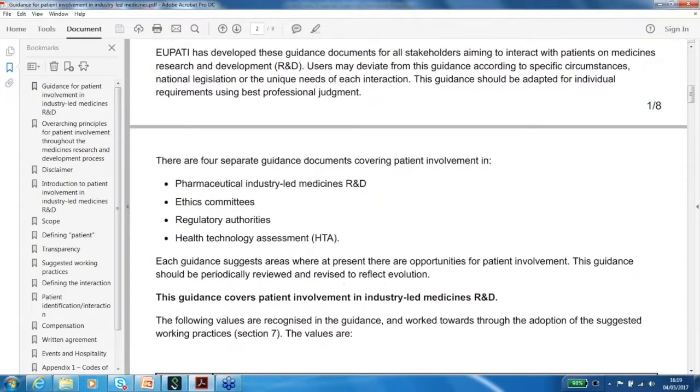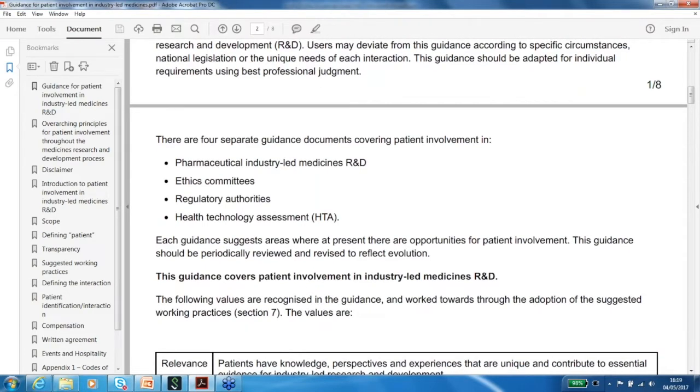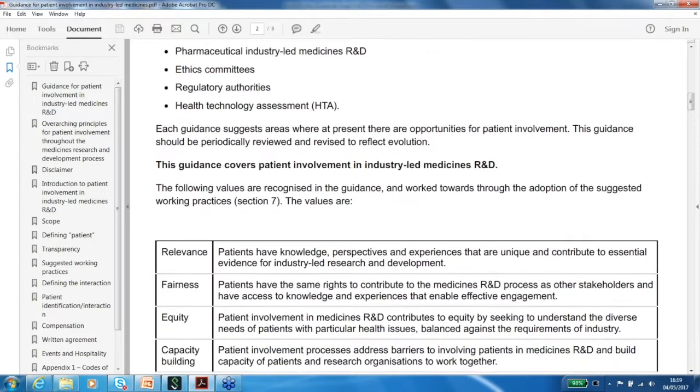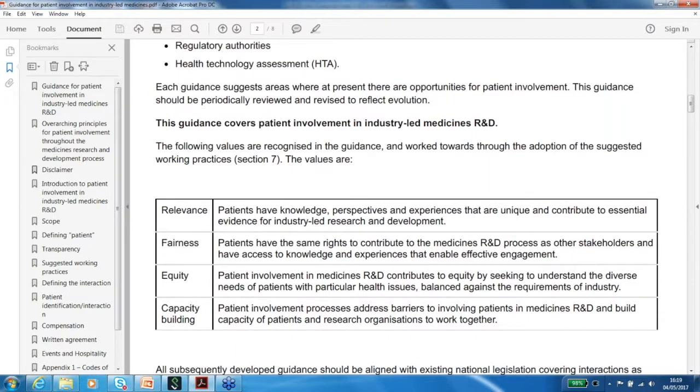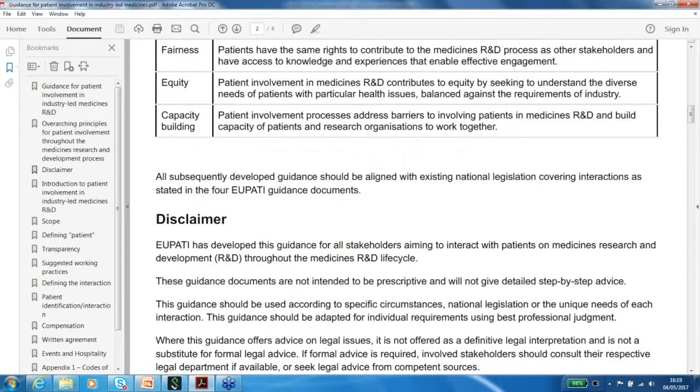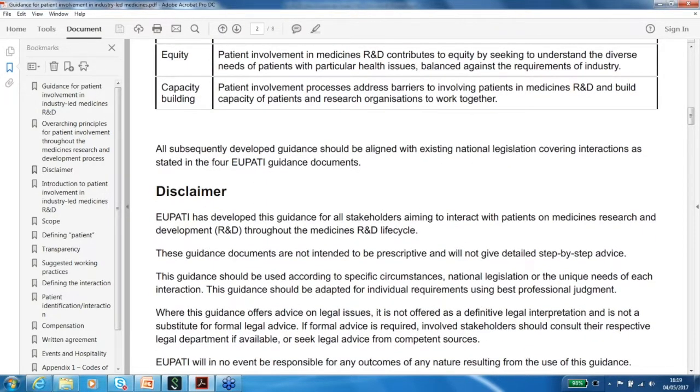Also, more importantly, what we covered in the guidance documents was a set of values. We tried to make sure that we could cover these across the 4 guidance documents. And the 4 values you'll see on the screen now are relevance, fairness, equity, and capacity building. And we really thought this was important. Also, as you'll see as I scroll down, we do have a disclaimer. We're not intending to have guidance documents that are very detailed and step by step, but it's there to be high-level guidance for people. And legal advice is recommended when required. So this is a disclaimer to help people as they work through the document and apply it in their own situations.